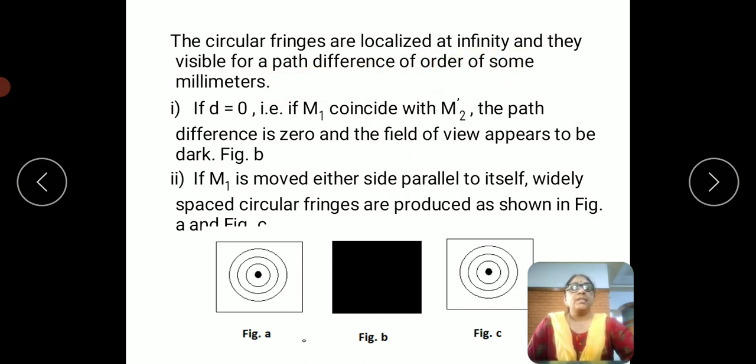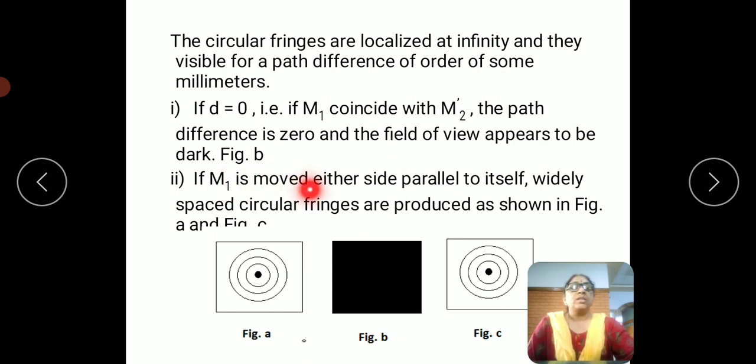If d is equal to 0, so what is d? d is the distance between M1 and M2 dash. If d is equal to 0, it means they coincide, if they are exactly parallel and coincide, then the path difference is 0, and the field of view appears dark, which is shown in this figure P.